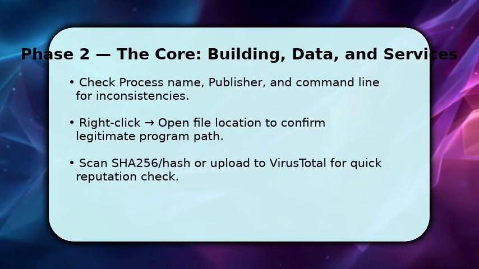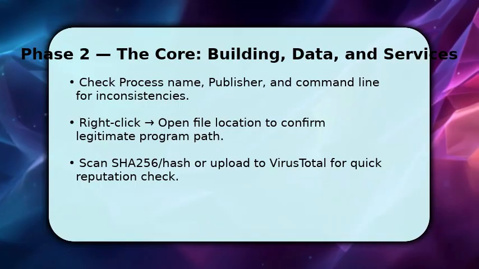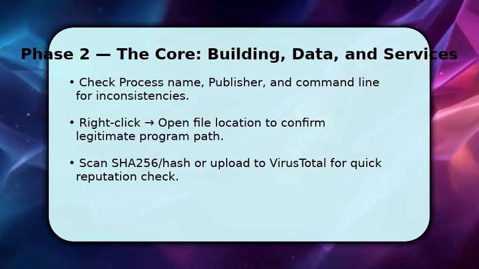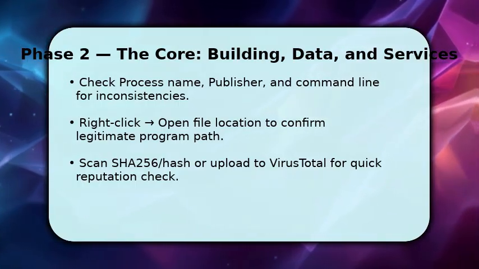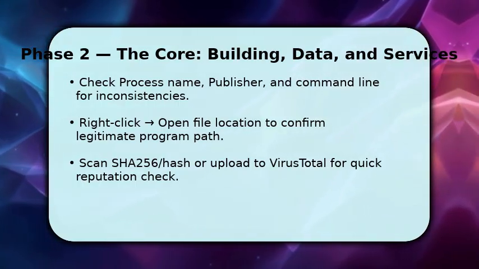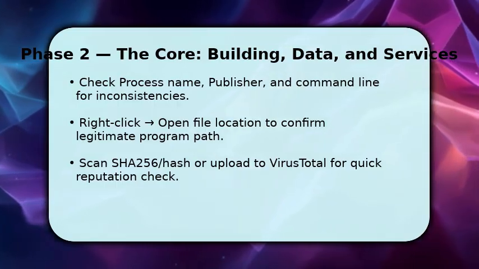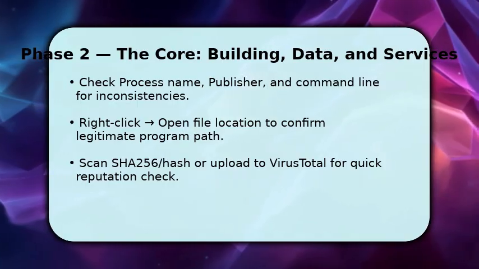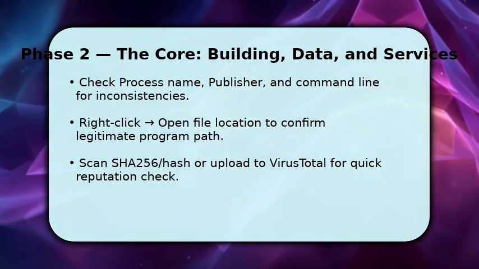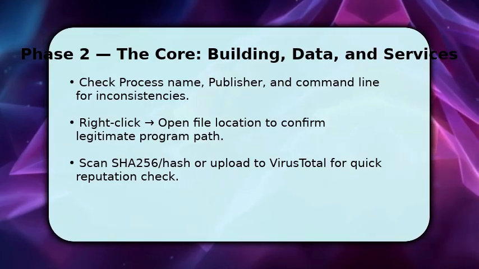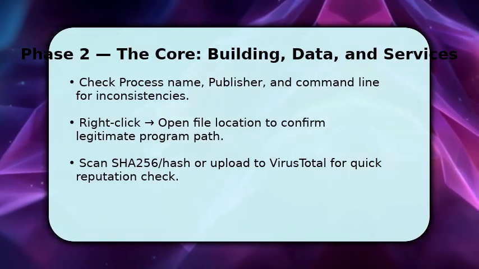Now you move from observation to verification. Click a suspicious process and view details or properties to read the command line and publisher information. Once done, right-click and choose Open File Location so you can confirm the file lives under Program Files or System32 versus a temp folder. Mismatched locations are red flags.